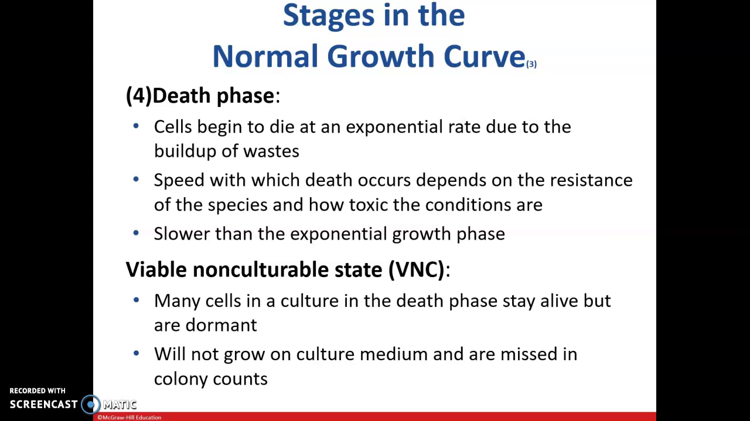The viable non-culturable state is when many cells in a culture in the death phase stay alive but are dormant. So these will not grow on culture medium and are missed in colony counts, because they are alive but they're unable to multiply.